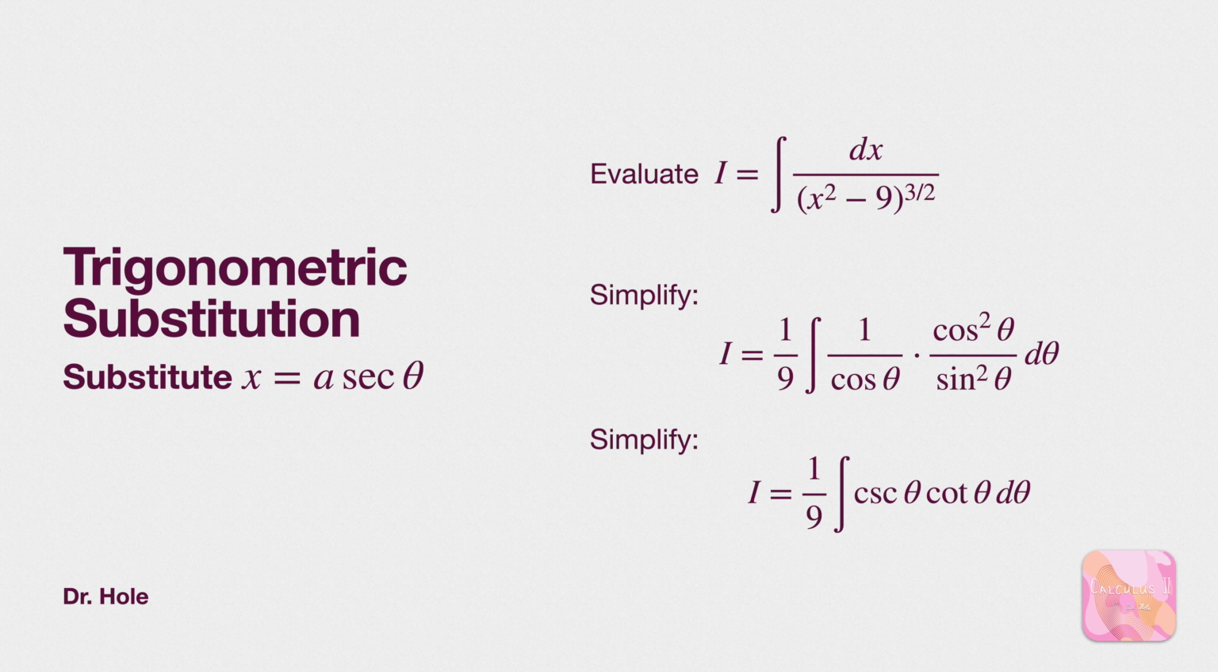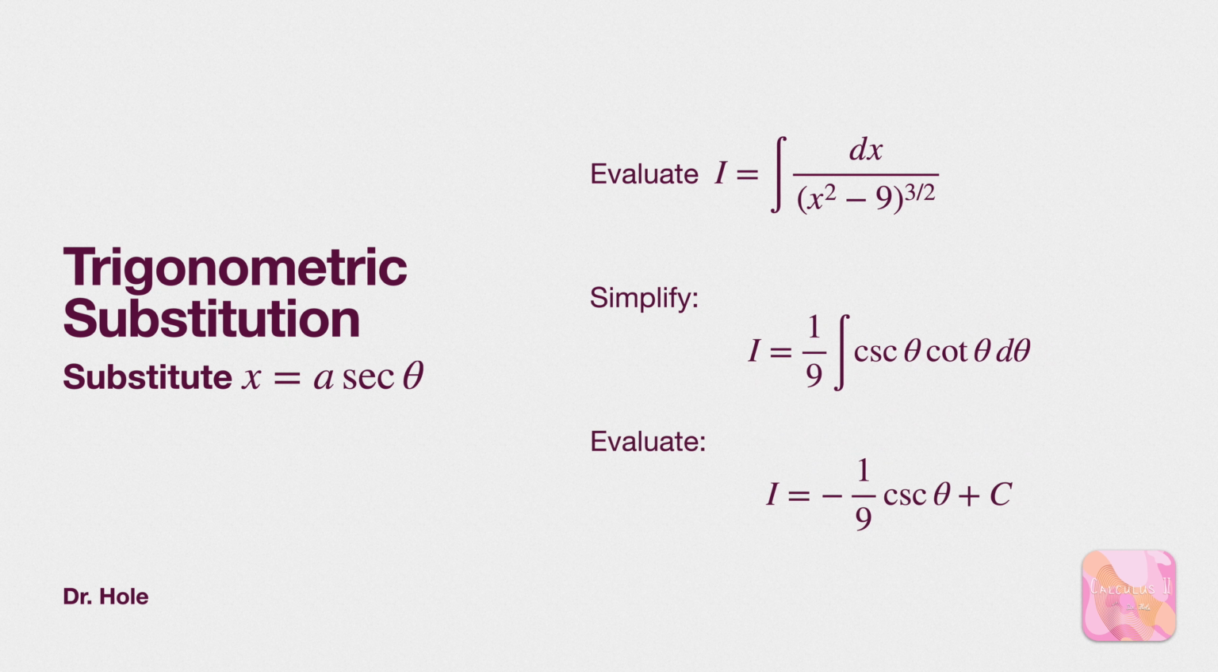And this is an elementary integral. Negative cosecant theta plus any constant. And don't forget the constant out in front, 1/9. Very good. So we've found an antiderivative, and this antiderivative is expressed in the new variable theta. So now we want to return thetas back to x's. And we do that through our identification, x equals 3 secant theta.